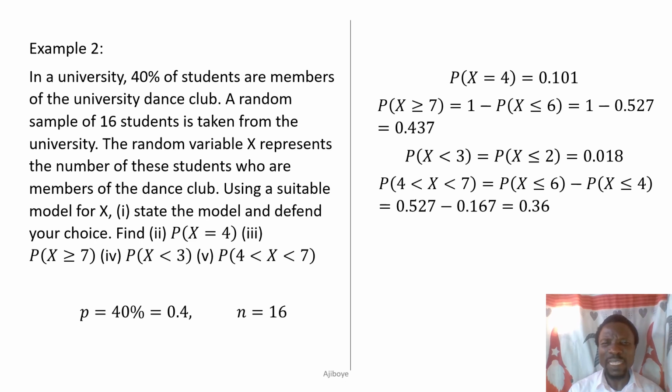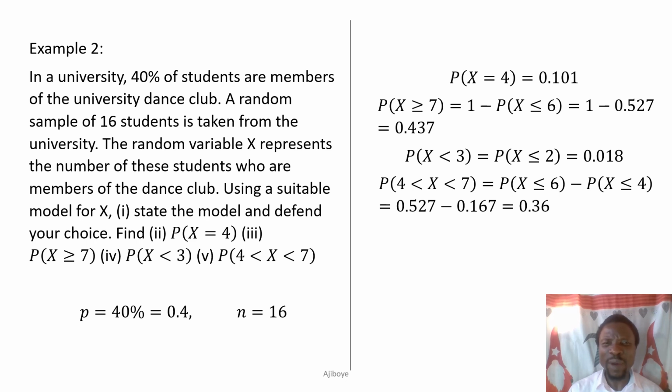Similarly, we can look at the probability of X greater than or equal to 7 as a complement of probability of X less than or equal to 6. So that can be interpreted as 1 minus probability of X less than or equal to 6. If you check your cumulative distribution table, we'll see that probability of X less than or equal to 6 is equivalent to 0.527. So if we subtract that from 1, we'll get 0.437.